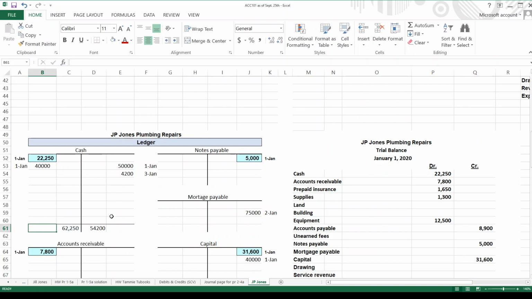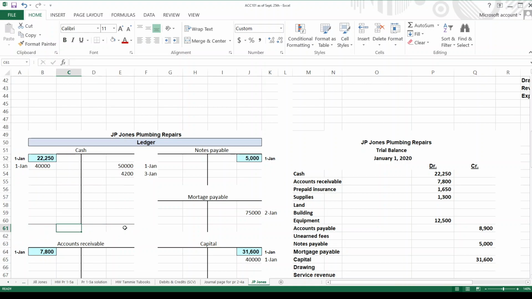Whoops. I'll figure it out in just a second here. 62,250 minus 54,200. At this point on January 3rd, we have a balance of 8,050 in cash. So you're going to have a bunch more transactions. That's not going to be the ending balance. But that's how you do it. You add up the debit side, you add up the credit side. Which side is larger? For the cash account, you certainly hope it's a debit balance. If you have a credit balance, what does that mean? It means you're overdrawn. Okay. All right. That's how you do it.